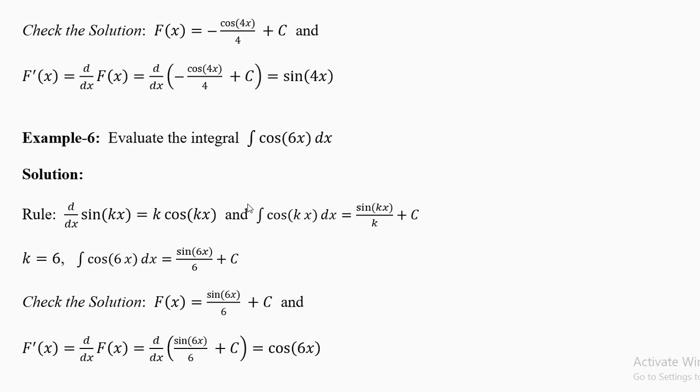Now the next example. Integrate cos 6x. Now derivative of sine kx is k cos kx and the integration of cos kx is sine kx divided by k plus c. So your answer is, k equal to 6. This rule you don't have to write. You can think it in your mind. Your answer is only one line from here to here. This is your answer, just one line.